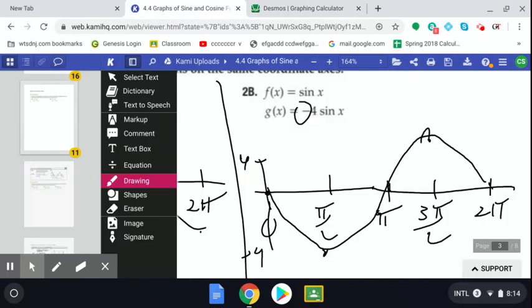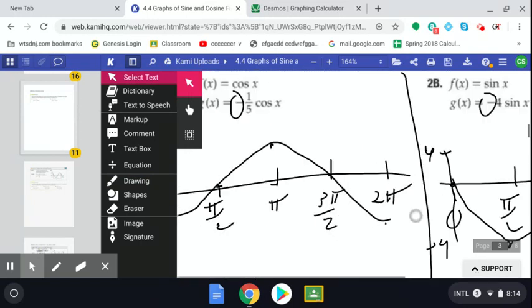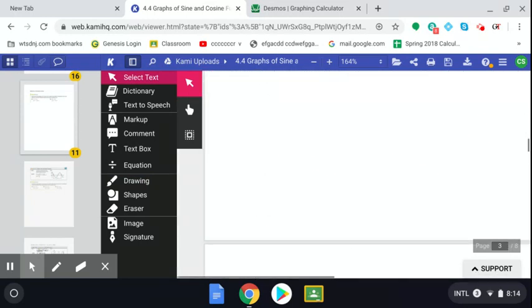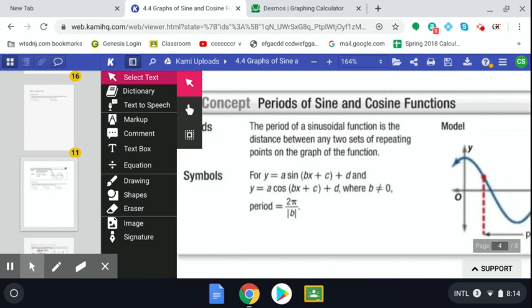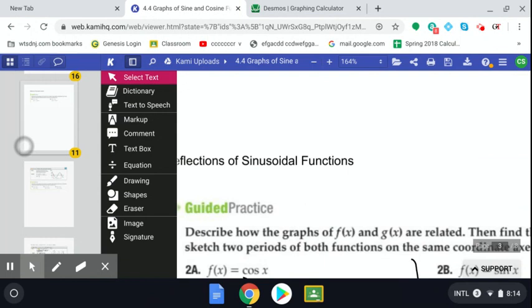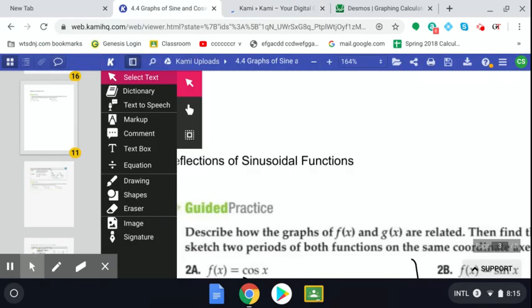All right, so moving on. So we looked at the amplitude. Now we're going to look at periods of sine and cosine functions. How do I make this thing go back? I don't know. But hopefully I can figure it out.